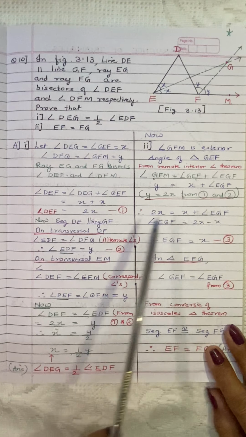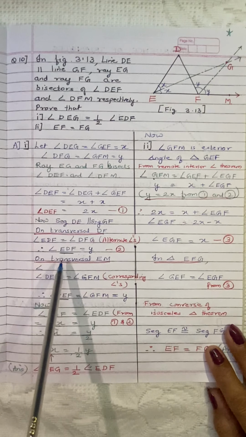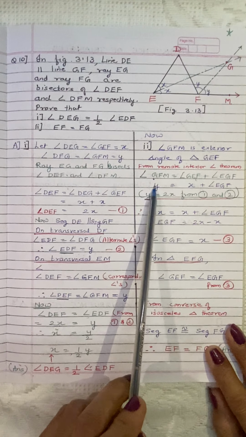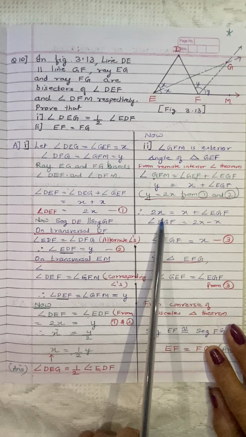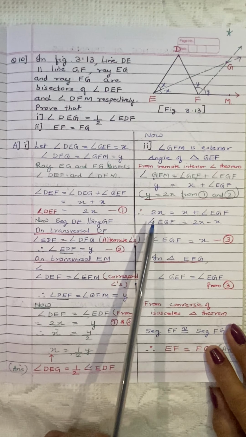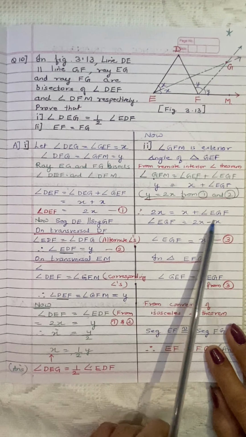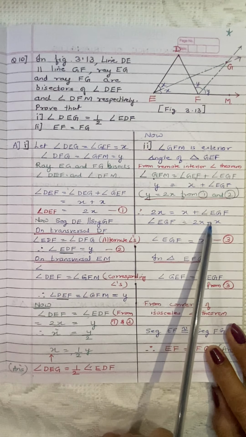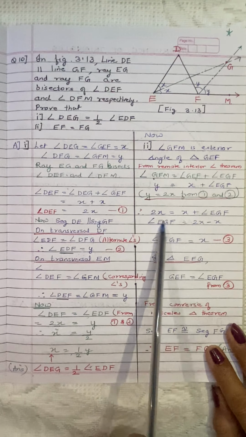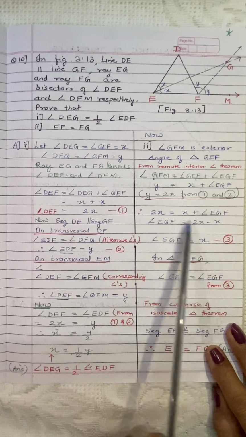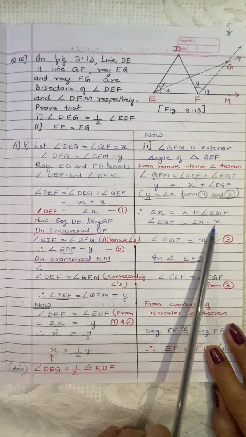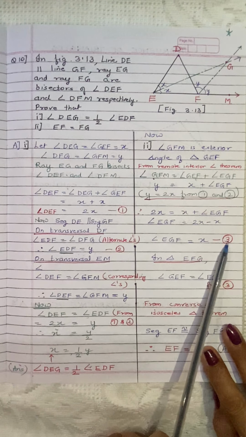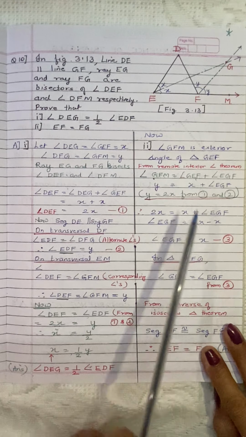So from 1 and 2, we substitute the value of y as 2x, and GEF is x, so EGF we have to find out. EGF is brought here and 2x is taken there, so we exchange the sides. So 2x minus x, and then EGF is equal to 2x minus x, which is x. This is the third equation.